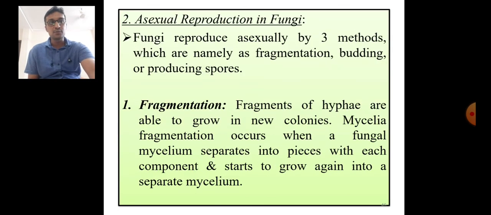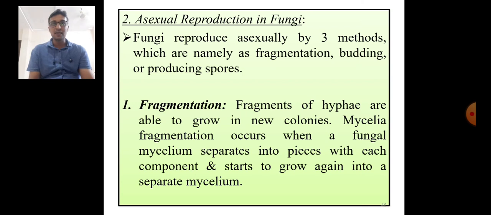Moving on to the next point in the same topic, that is, reproduction in fungi. We are learning the point reproduction in fungi. I told you that basically fungi reproduce by two methods. One is the sexual method, the second is the asexual method. The sexual method is done, it had 3 stages: plasmogamy, karyogamy and meiosis.